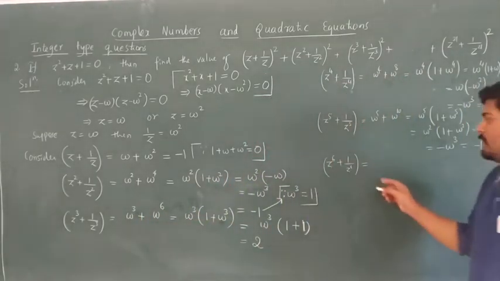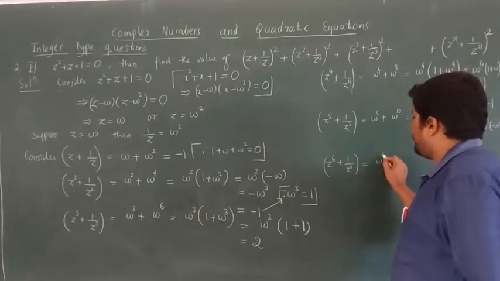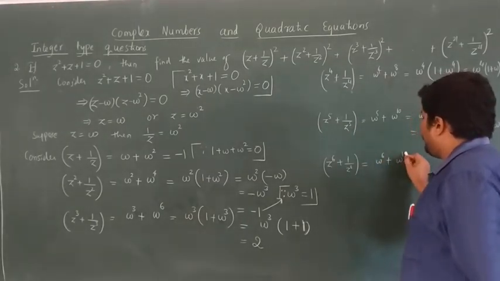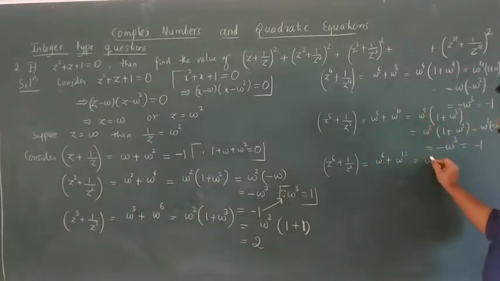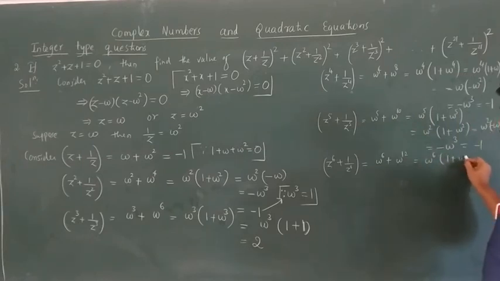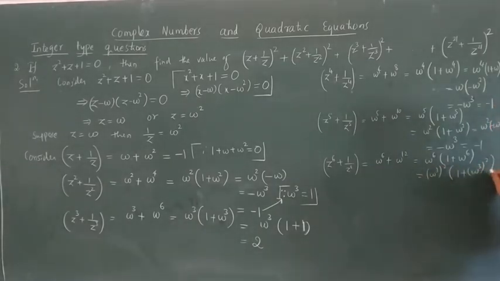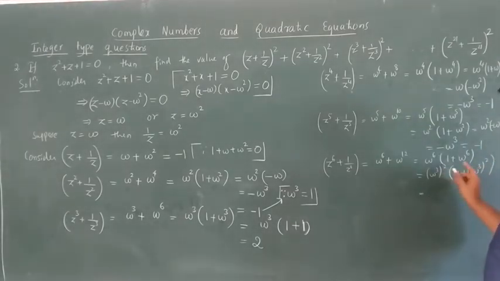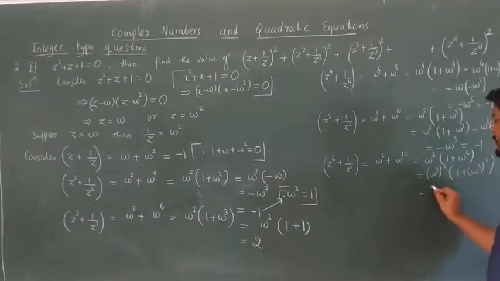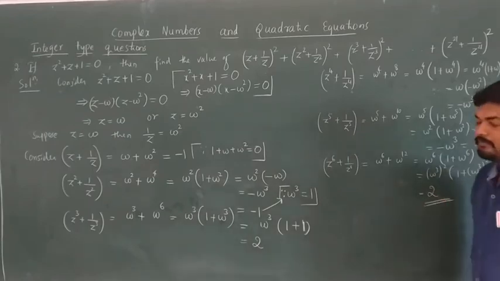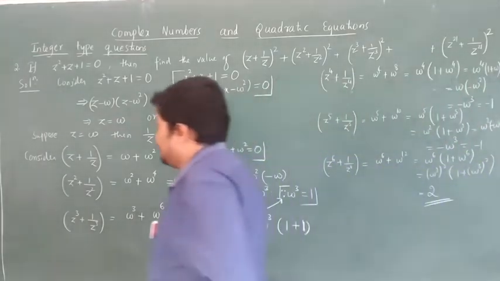Now let me write this one, omega power 6 plus omega power 12. We are just left with omega power 6 into 1 plus omega power 6. This can be written as omega cube whole power 2 into 1 plus omega cube whole power 2. We know that omega cube value is equal to 1. Therefore you are just left with 1 square into 1 plus 1, that is equal to 2 exactly. I hope you can easily understand all these things.